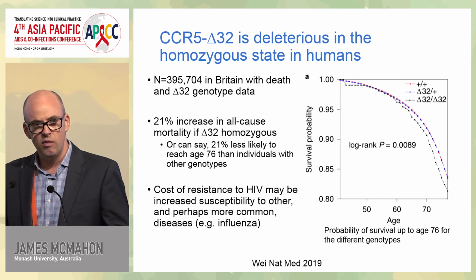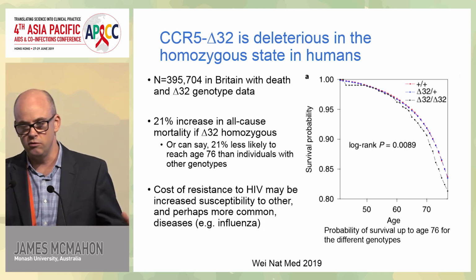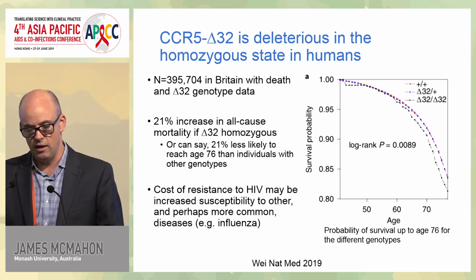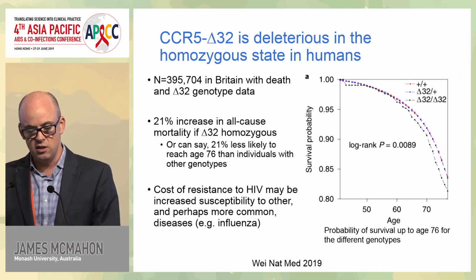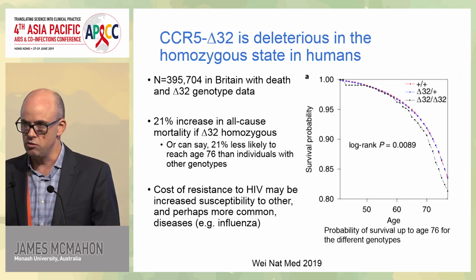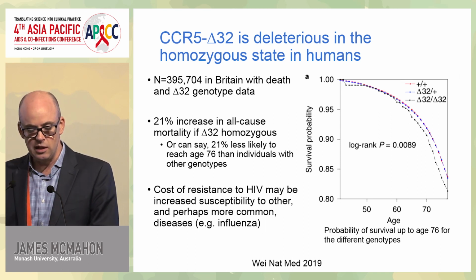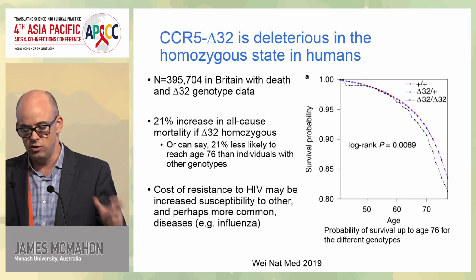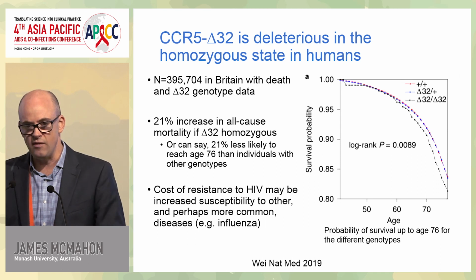So in Britain, they have death registries, and if you want to volunteer yourself as a potential donor for a bone marrow transplant, you have a registry where the sequences of your genotype are kept. There's up to 400,000 people on this registry, and they can follow those individuals over time and see if they died. Essentially they looked at individuals to see if you didn't have that delta 32, so you were homozygous, therefore didn't express CCR5, would that have any impact on your life?